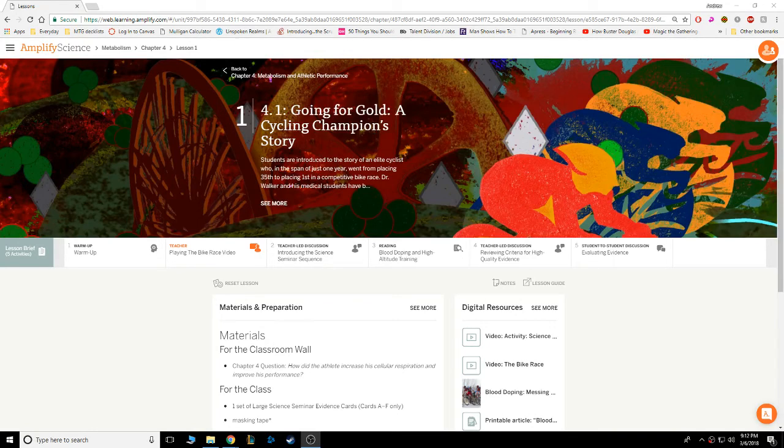Alright, here we are in the home stretch. This is the final chapter for Amplify's Metabolism Unit. It's been a long road learning about Elisa, about her diabetes condition, about cellular respiration, how cells make energy, but we're ready to come to the conclusion.